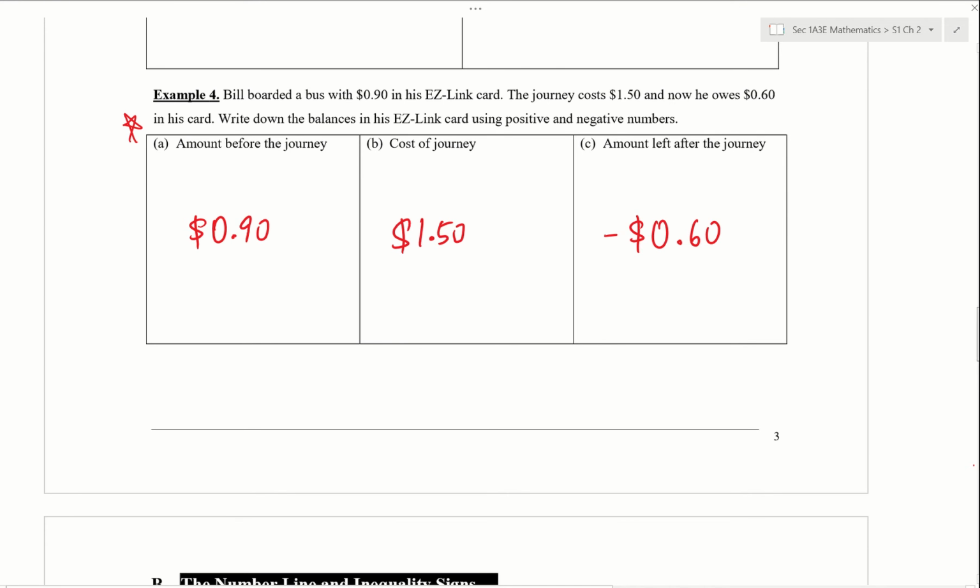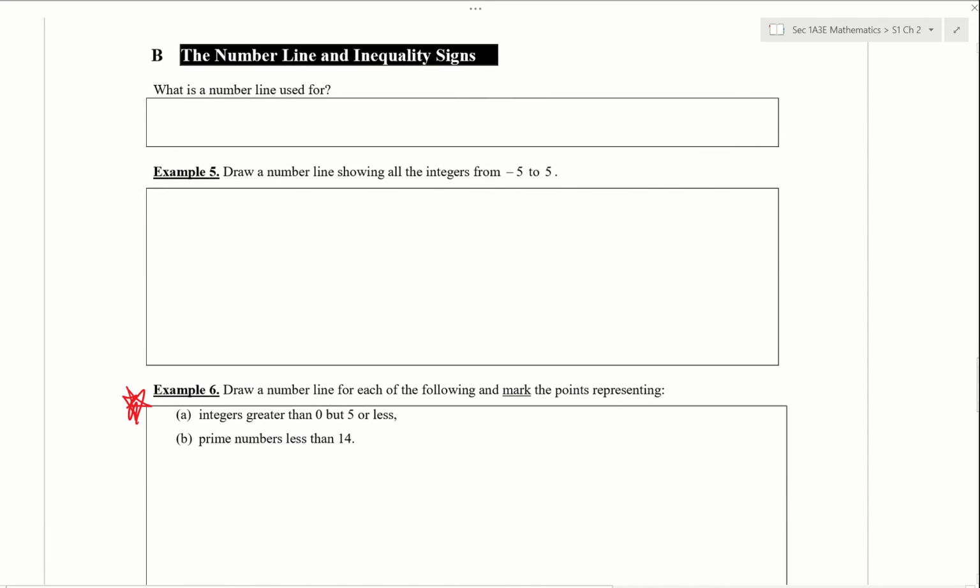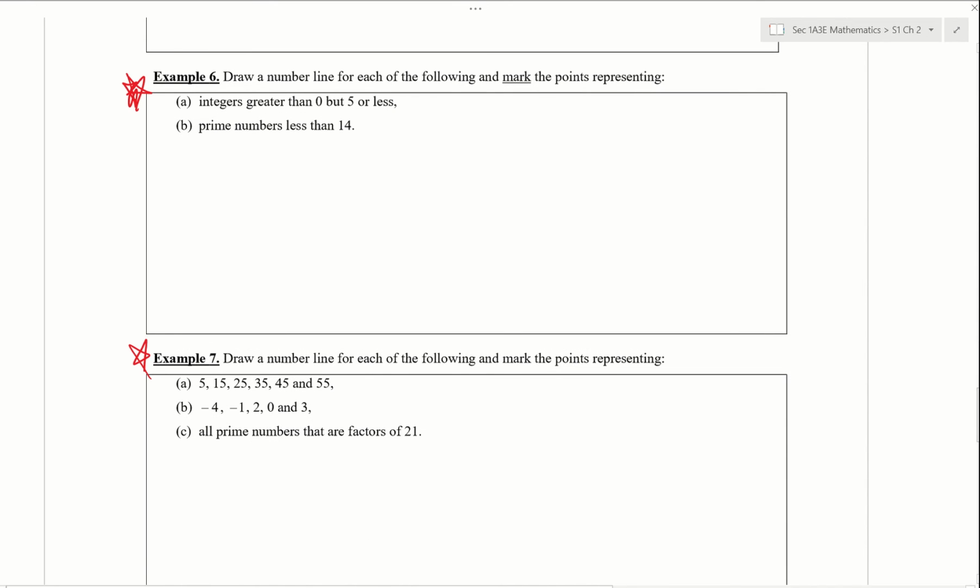Okay, next. Number line, these two are done already. Example number 6. Draw a number line for each of the following and mark. I'm very particular about marking the points, but let's do part A first. Integers greater than 0 but 5 or less. Part A, number line must be drawn with a ruler. I'm not using a ruler over here, but you have to use a ruler and a pencil, in case mistakes are made.